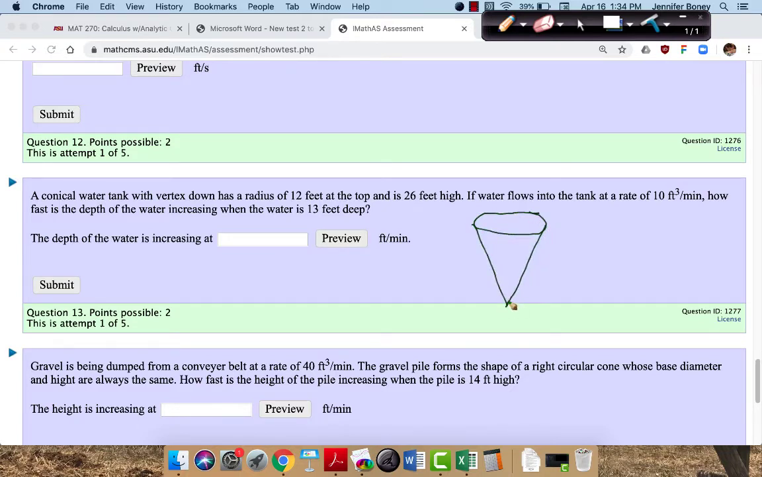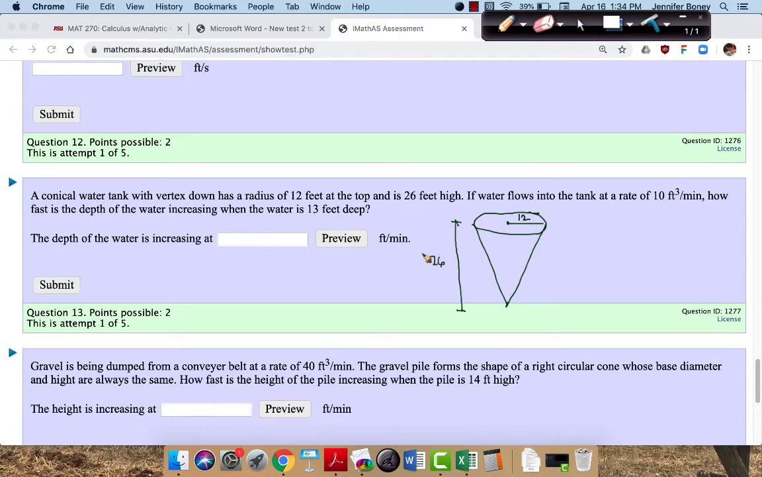So this one, in mine, the radius is 12 feet at the top, and the whole cone, so it's facing this way, vertex down, from the center of this circular surface down to the tip of the cone, that's 26 feet. Now, let's talk about water flowing into the tank at 10 cubic feet per minute. And I want to know how fast the depth of the water is increasing.